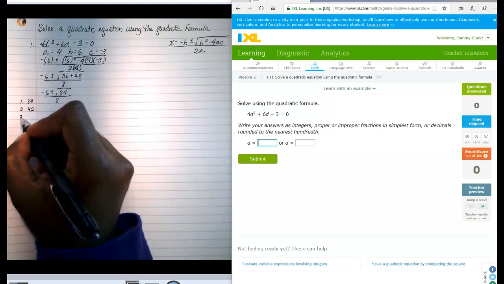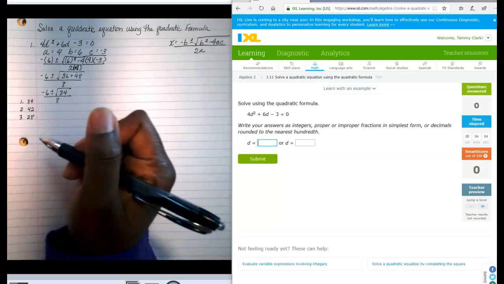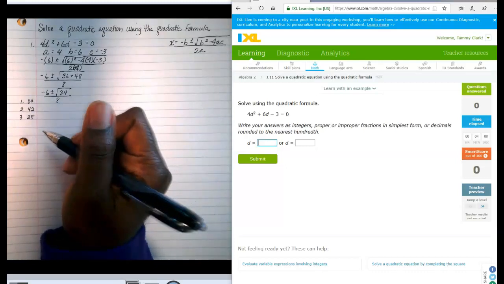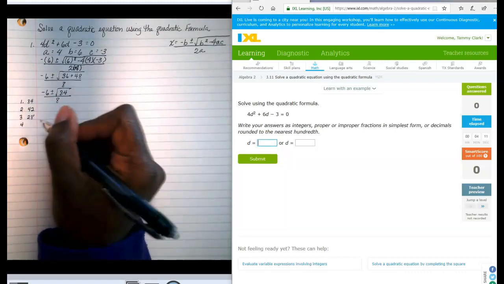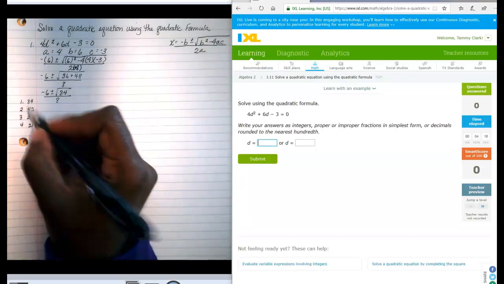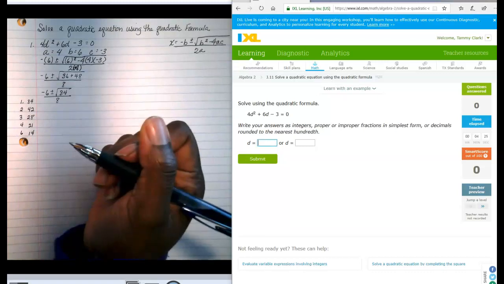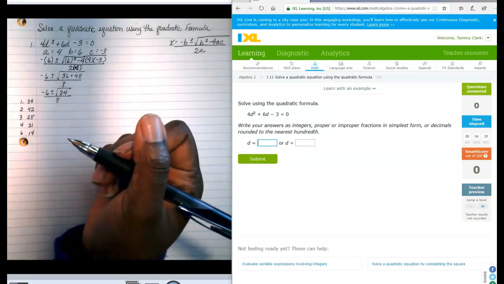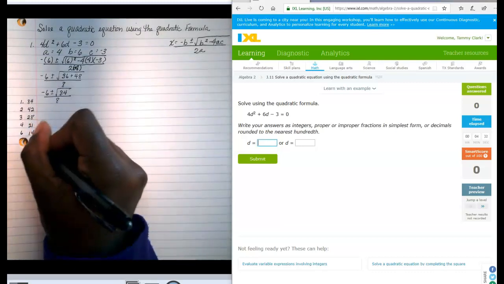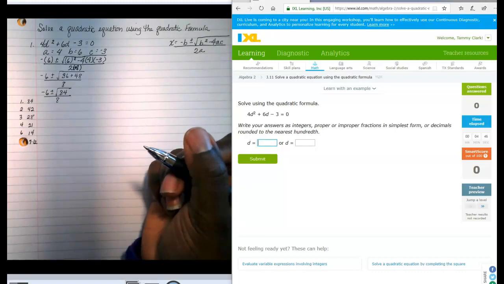3 and, let's see, 3 goes into 8 twice, and that leaves us with 24, so 3 times 28, 4 times 21, not 5. Let's try 6 times 14, 7 times 12, not 8, not 9, not 10, 11, no, 12 and 7.